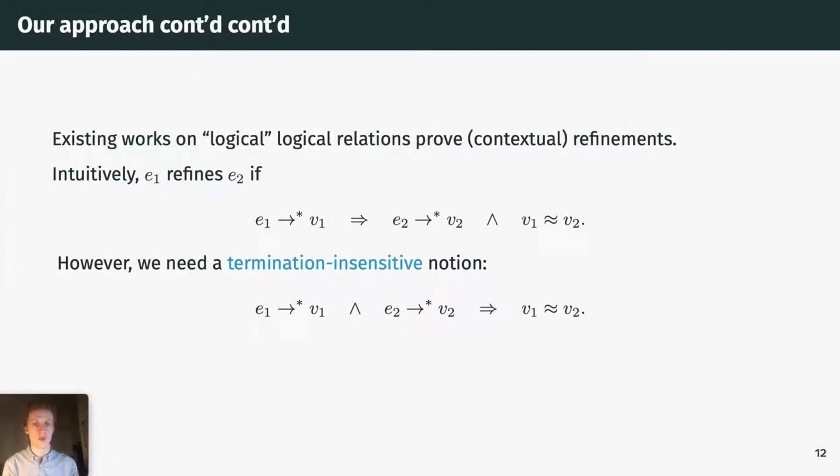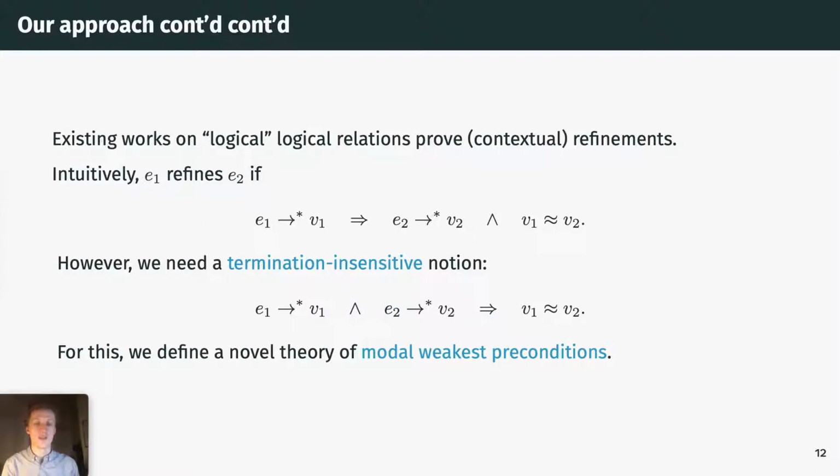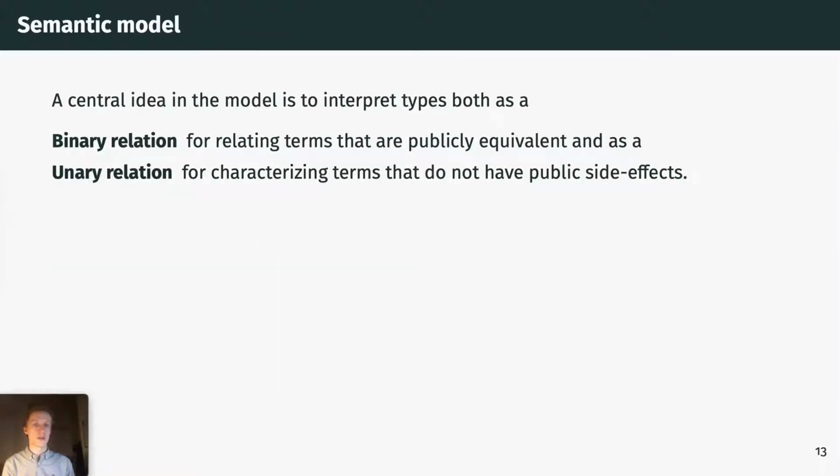This means that all the existing work on using logical relations, in Iris in particular, can simply not be used. For this reason, we define a novel theory of modal weakest preconditions, which you can read a lot more about in the paper. While I don't want to give you all the details of the semantic model, I want to give you a high-level idea about some crucial points. A central idea in the model is to interpret types both as a binary relation for relating terms that are publicly equivalent, for stating our noninterference intuition, but in order to define our binary relation, we also need to define a unary relation for characterizing terms that do not have public side effects.